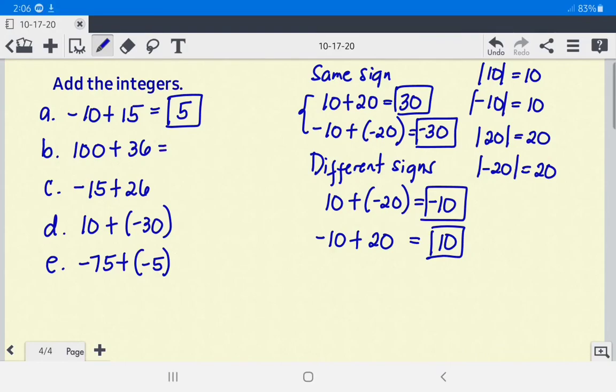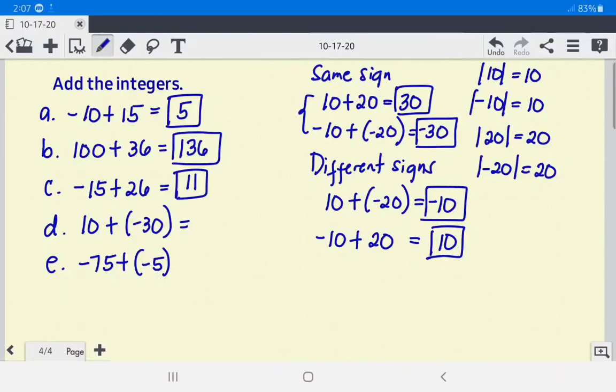Next, 100 plus 36. So, same sign. So, you will just add, 136. Next, how about we have negative 15 and then 26. So, unlike signs, so you subtract. We have 26 minus 15. So, that is 11. Then, what is the sign of the bigger number? We have positive. So, we have positive 11.